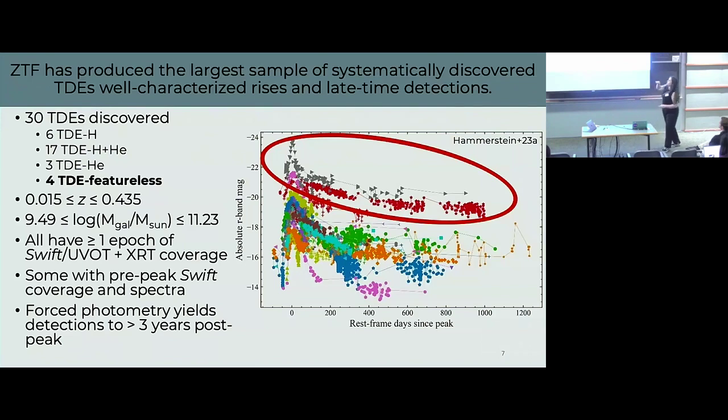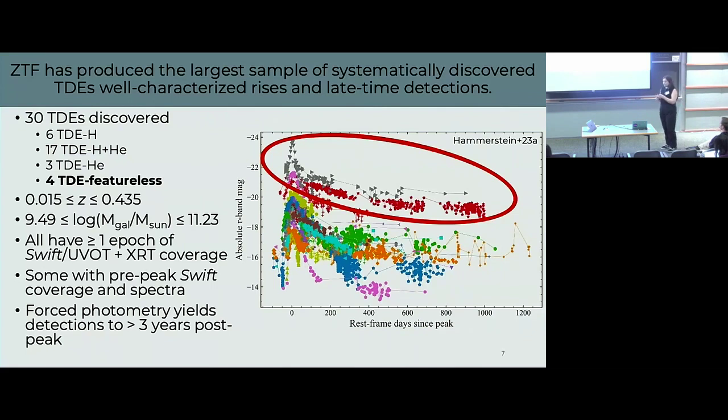So I'm going to introduce the ZTF-I sample. ZTF-I discovered 30 TDEs, which I'm showing here in their light curves. It was a range of different spectroscopic types, so TDE-H, TDE-H plus helium, and then a new class that we dubbed TDE-featureless, which I'll talk about in a moment. They cover a range of redshifts, a range of host galaxy stellar masses. Cool thing about this sample is that all of these objects have at least one epoch of Swift UVOT and XRT coverage. Some of them even have pre-peak Swift coverage as well as pre-peak optical spectra, which is not something we had a lot of before ZTF.